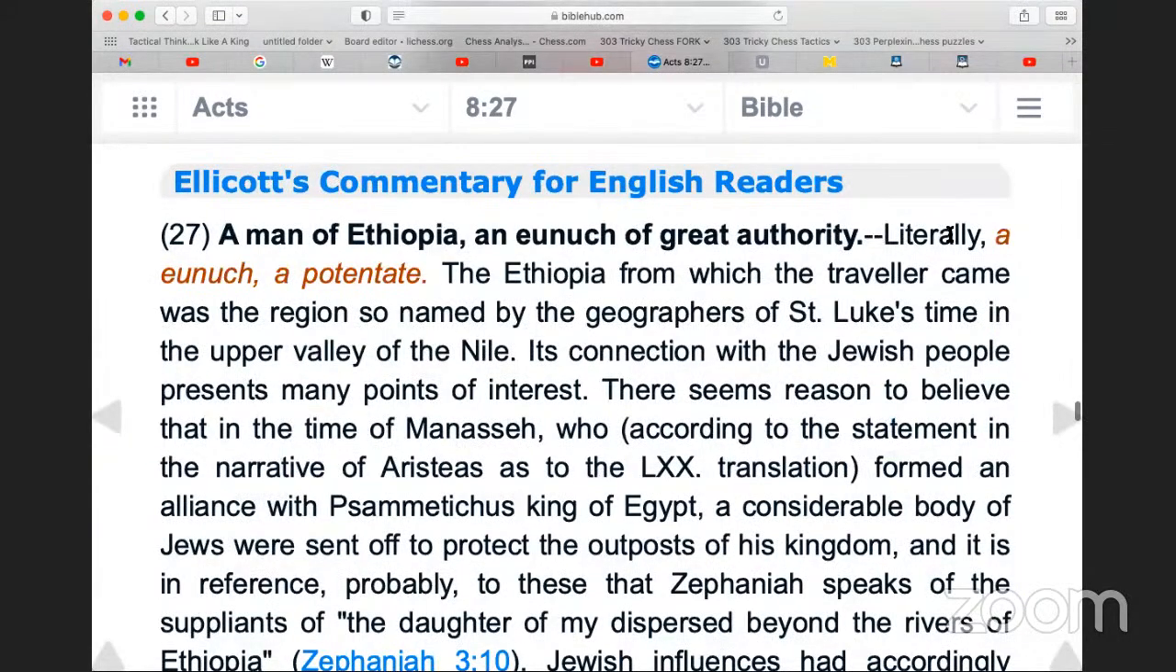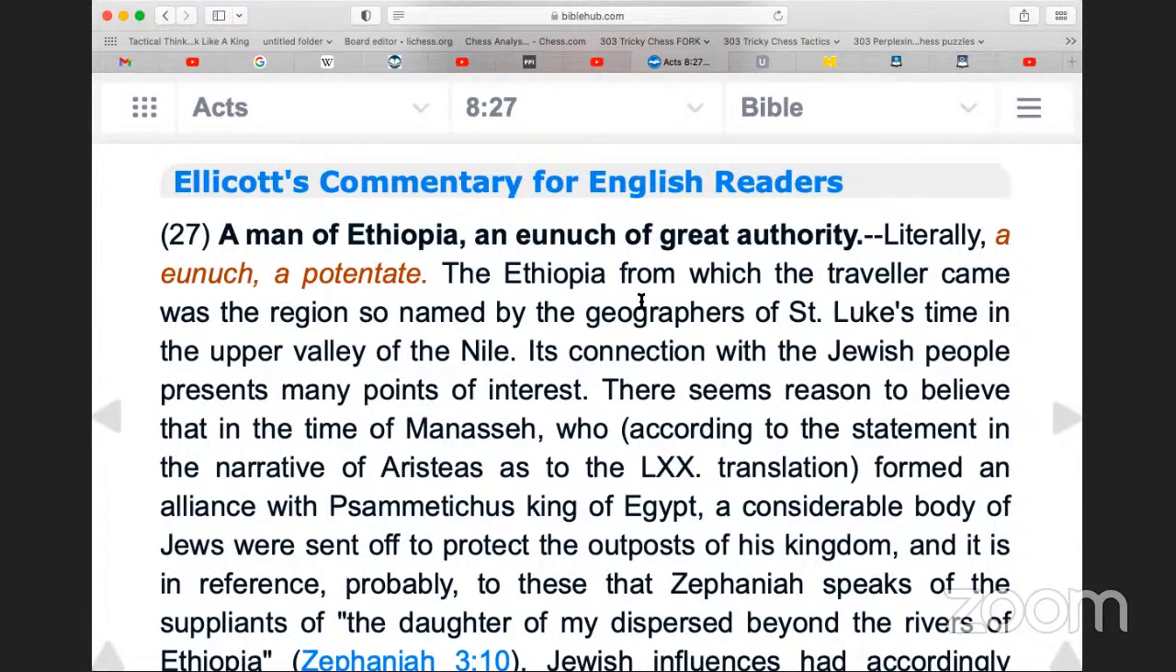Literally, it says a man of Ethiopia and eunuch of great authority. Literally a eunuch, a potentate. The Ethiopia from which the traveler came was the region so named by the geographer of St. Luke's time in the upper valley of the Nile. Its connection with the Jewish people presents many points of interest.